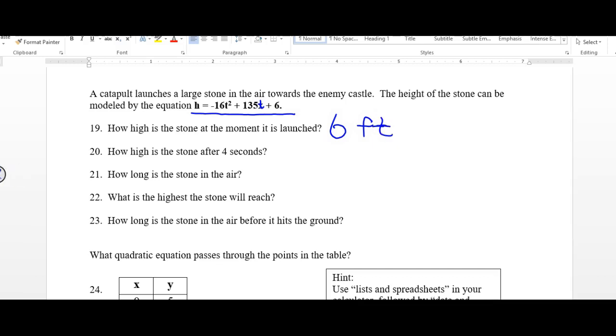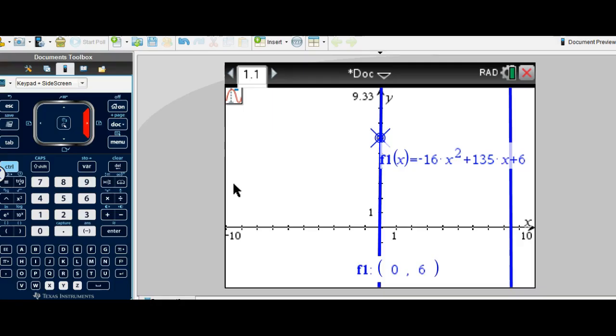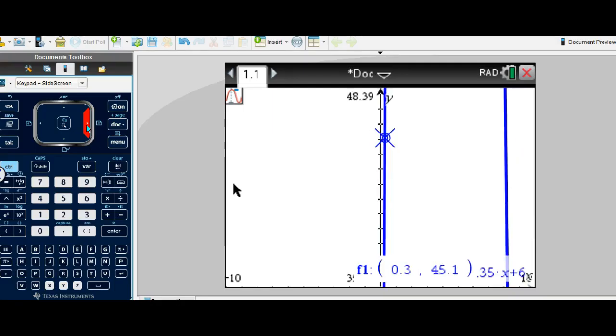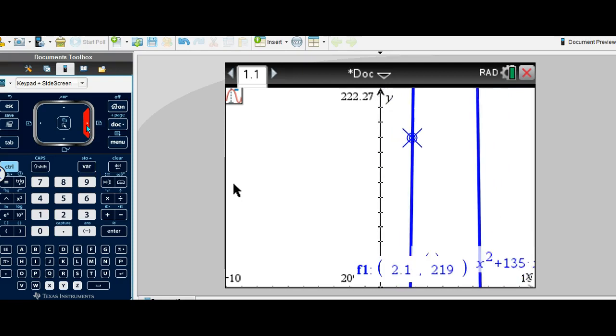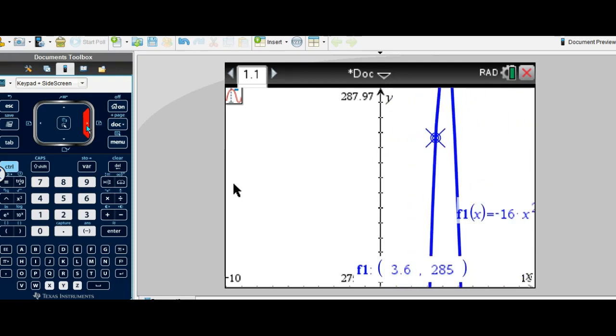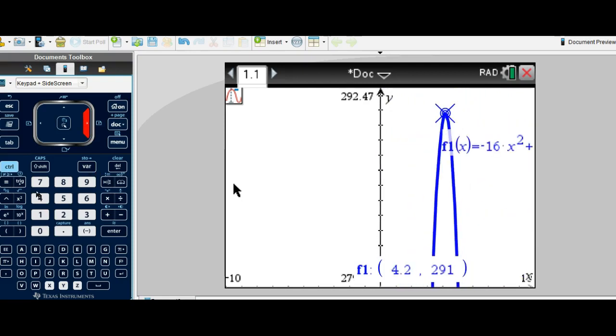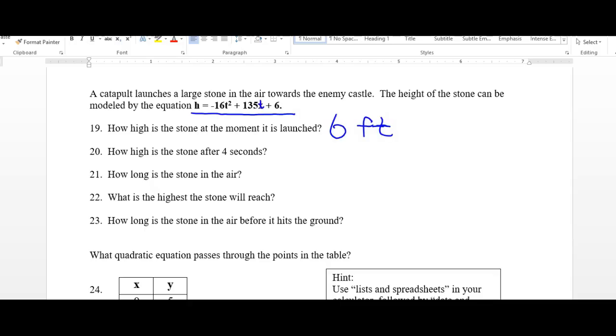How high is the stone after 4 seconds? We can trace left and right and move up to 4 seconds. If it passes over 4 seconds, or if we just want to get there quicker, just hit 4, enter. It goes straight to 4, which is 290 feet high. So, 290 feet.